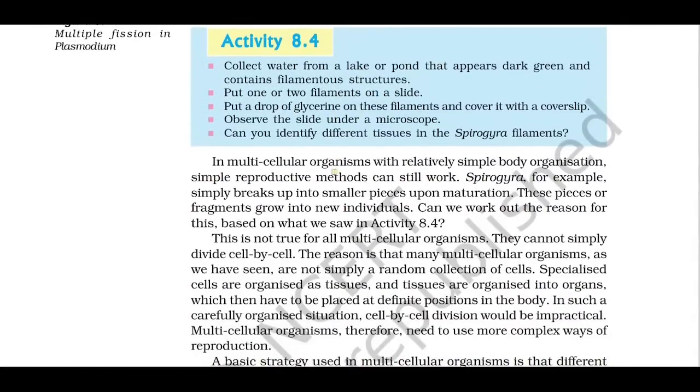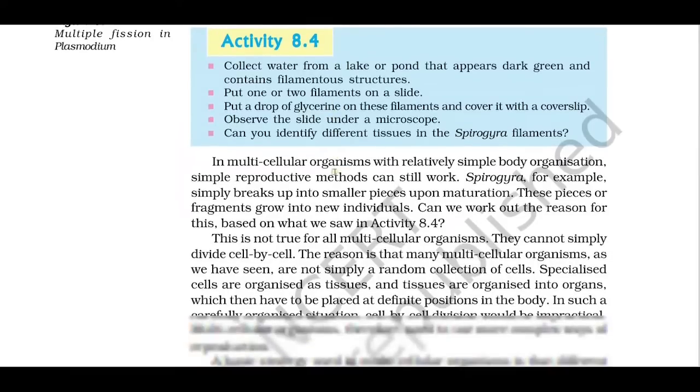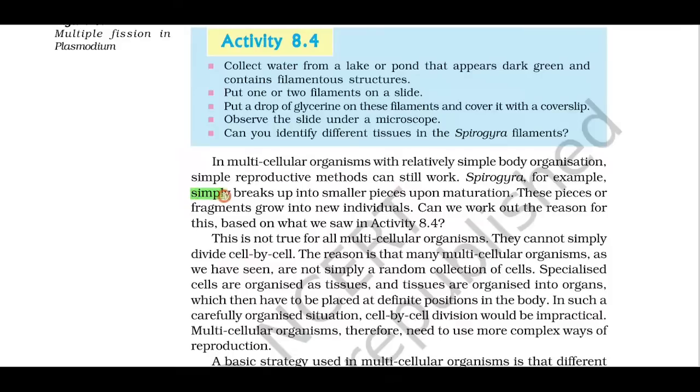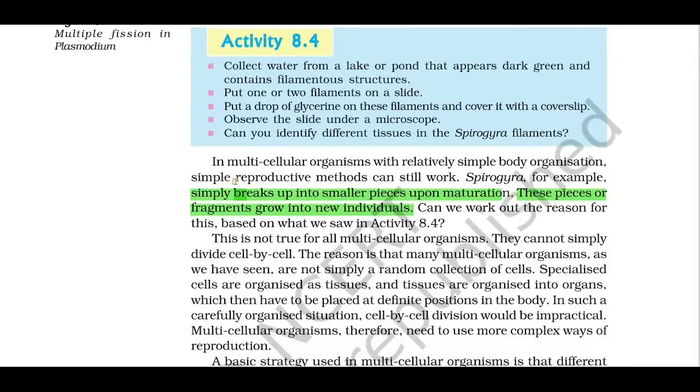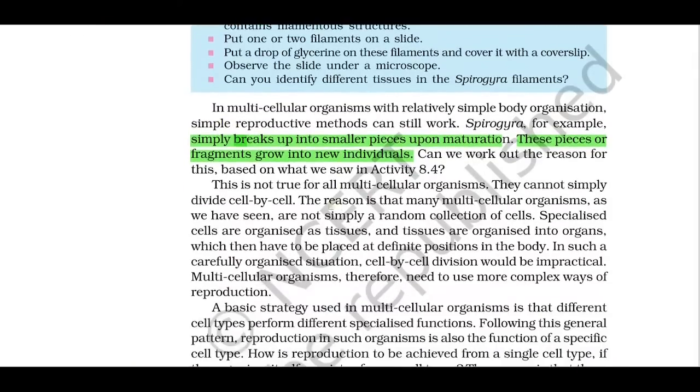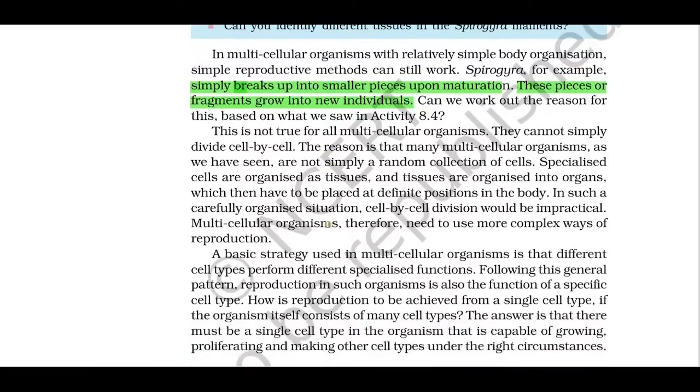The next important thing is fragmentation. What is fragmentation? See, a few organisms on maturation break into smaller pieces. These pieces go into what? New individuals. This is called fragmentation. This is a type of asexual reproduction.